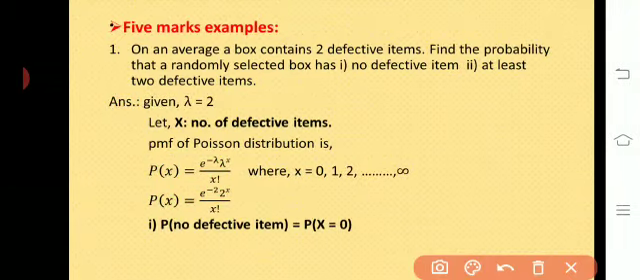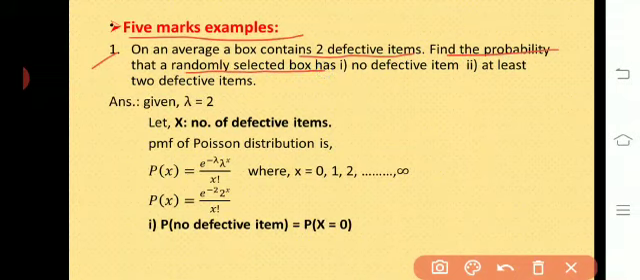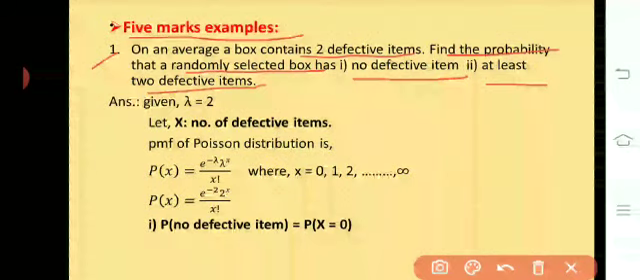Then we will solve some 5-mark questions on Poisson distribution. Here the first question is, on an average a box contains 2 defective items. Find the probability that a randomly selected box has, the first sub question is no defective item and the second sub question is at least 2 defective items.